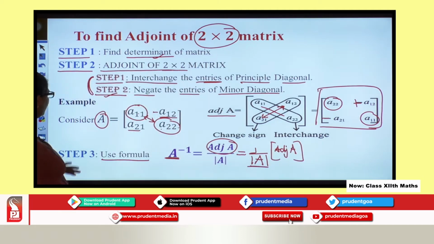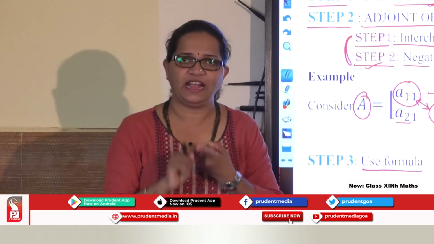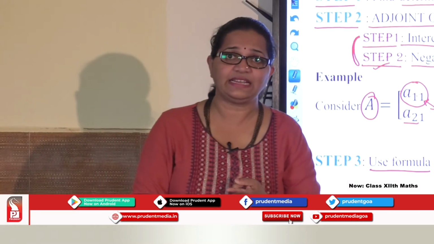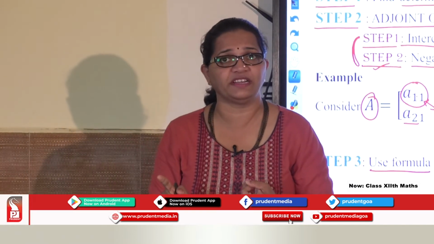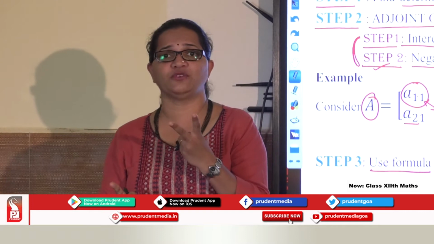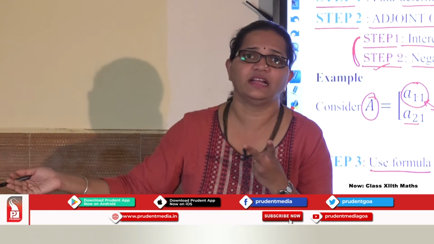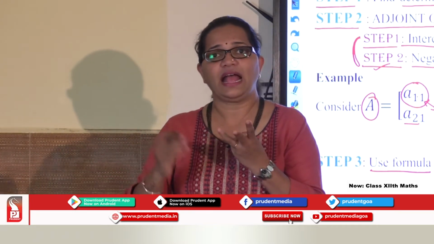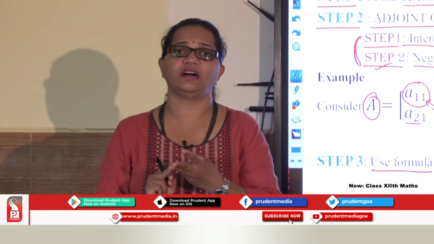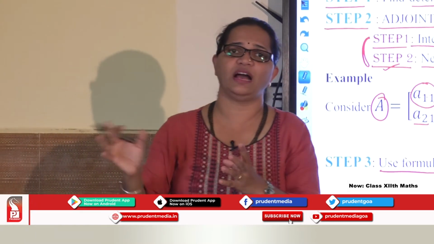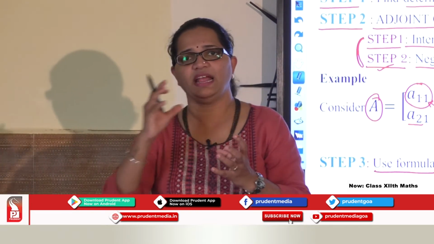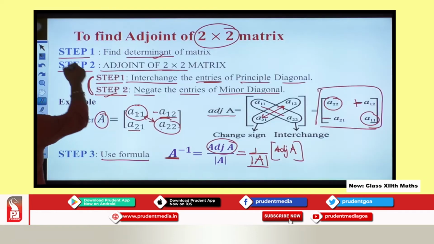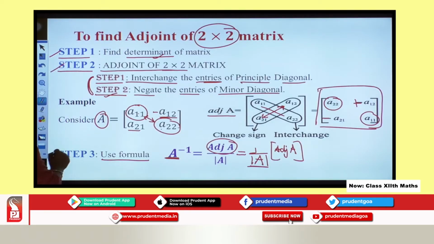So 3 steps. First step, find the determinant. Second step, find the adjoint. Since it is a 2 by 2 matrix, we follow 2 steps over here and we get our adjoint quickly. And then the third step says use the formula, put your entries over there and get your work done. So if you do these 3 steps, you get your inverse quickly.